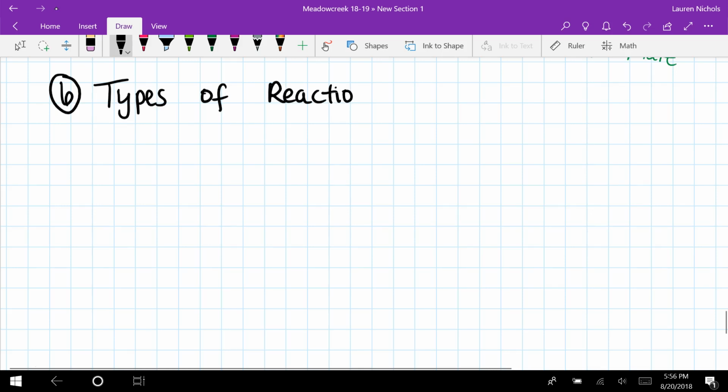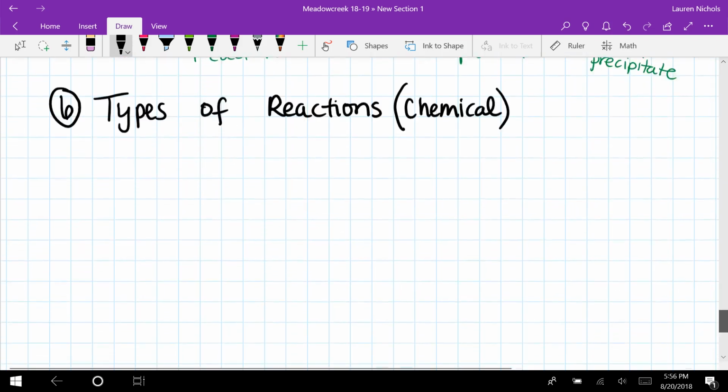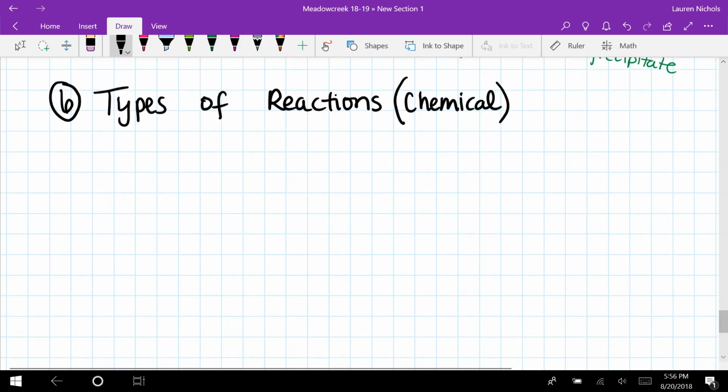Okay, now when we're looking at these types of reactions, we are already assuming that they are chemical. If you do not have a chemical reaction, or if you have something that's physical, then no reaction is taking place. The word reaction has to refer to a chemical change. And if you don't know what I'm talking about, review back to video 5. Okay, but there are 5 types of chemical reactions, and they all have nicknames and they all have general formats.